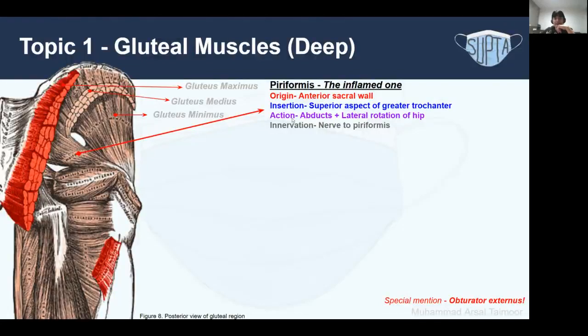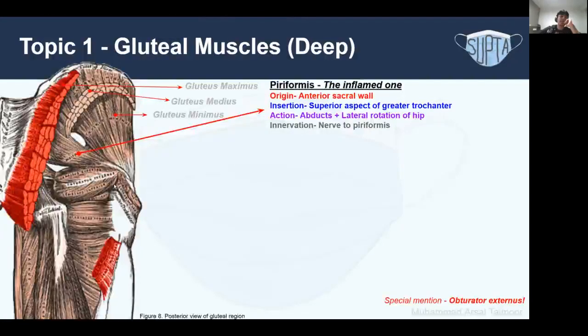I'll talk about that in a bit. So the origin is the anterior sacral wall. The insertion is the superior aspect of the greater trochanter, so you can sort of see where it inserts right here. This is the greater trochanter, so it inserts above it, so superiorly. Then the action is to abduct and laterally rotate.